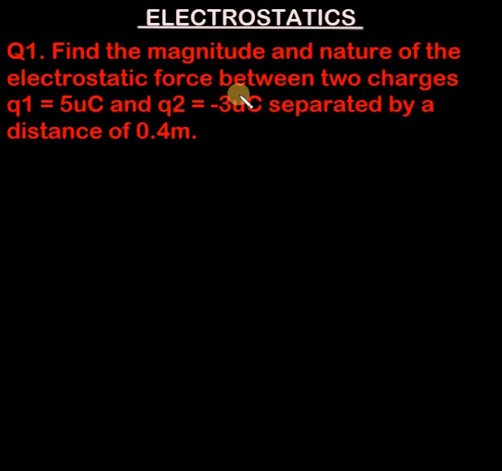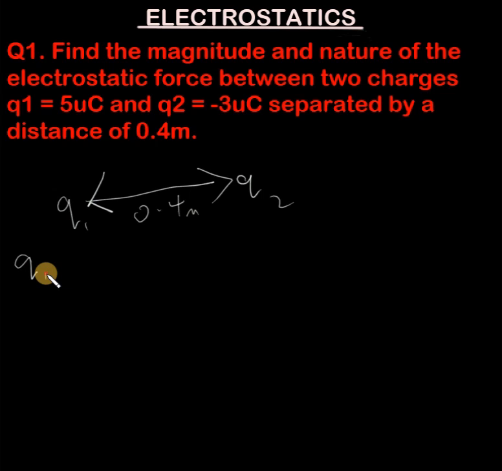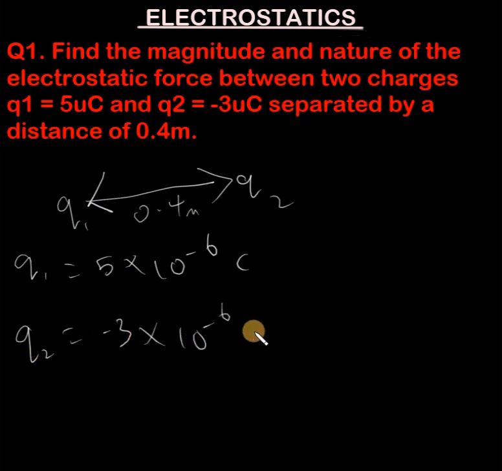So the question here says: find the magnitude and nature of the electrostatic force between two charges Q1 and Q2 separated by a distance of 0.4 meter. First, let's draw out our expression. That's our Q1 here and our Q2 here, separated by a distance of 0.4 meter. Our Q1 was given to be 5 times 10 raised to the power minus 6 coulombs, and our Q2 was given to be minus 3 times 10 raised to the power minus 6 coulombs. Now notice the negative sign given here. This shows that the two charges, Q1 and Q2, are opposite to each other.